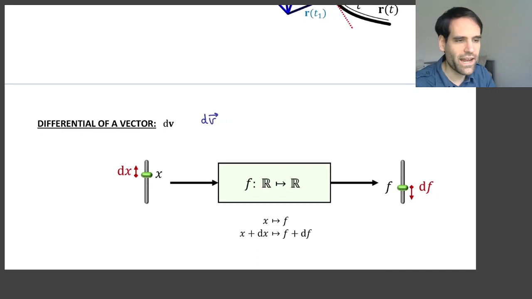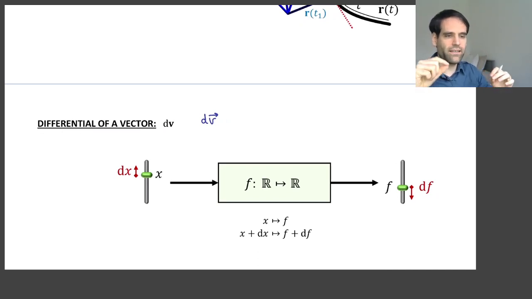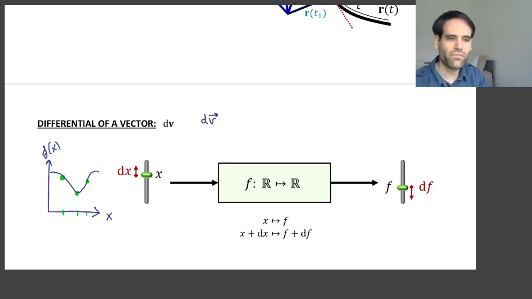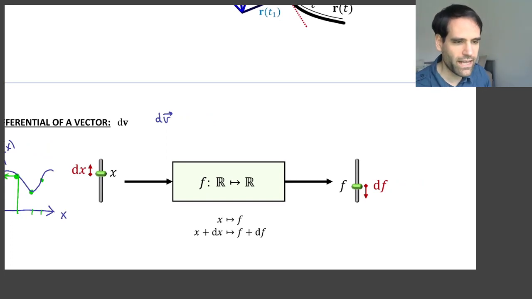But I'm going to use this analogy of a function as an input slider and an output slider, okay? So remember, a function in one dimension is this function f of x, which depends on x. And this means that for each value of x, you get an output value, right? So if you make a list of all the values, you end up having a curve as you are used to, okay? But it's nothing else than saying that for each value of x, you get an output value f of x, okay?